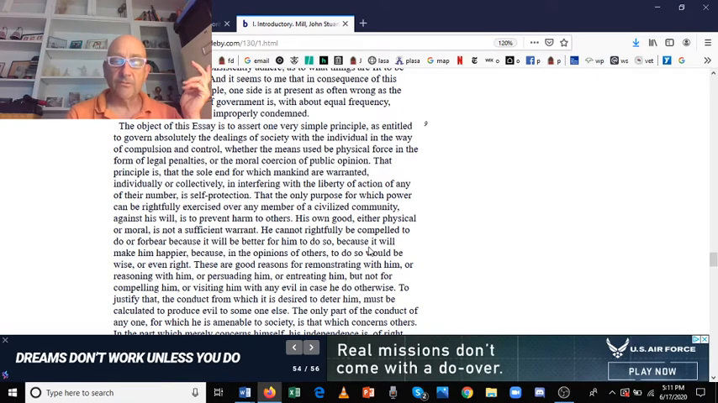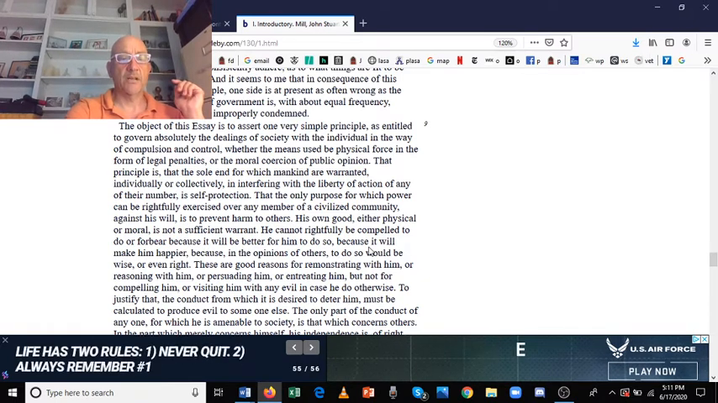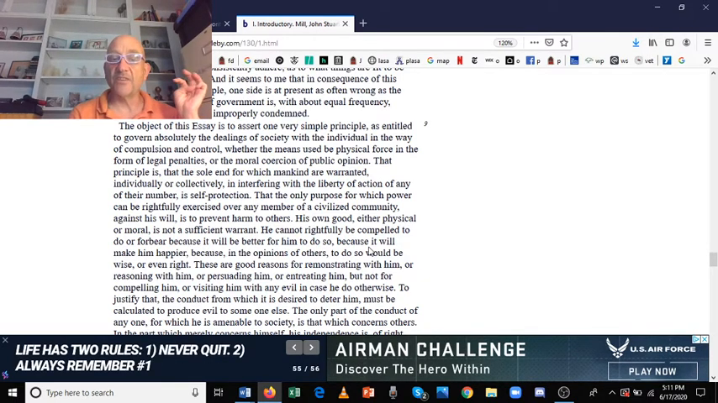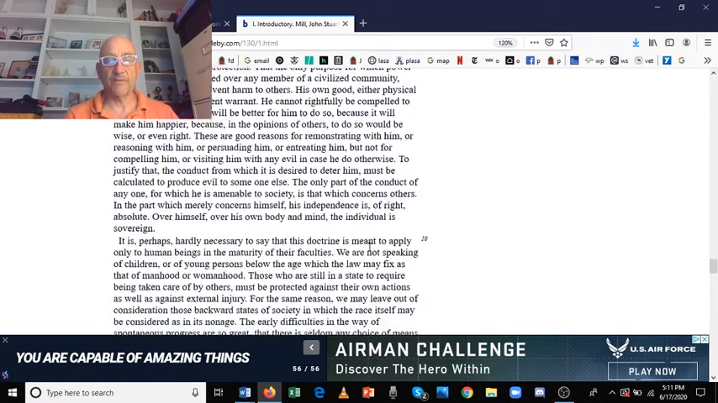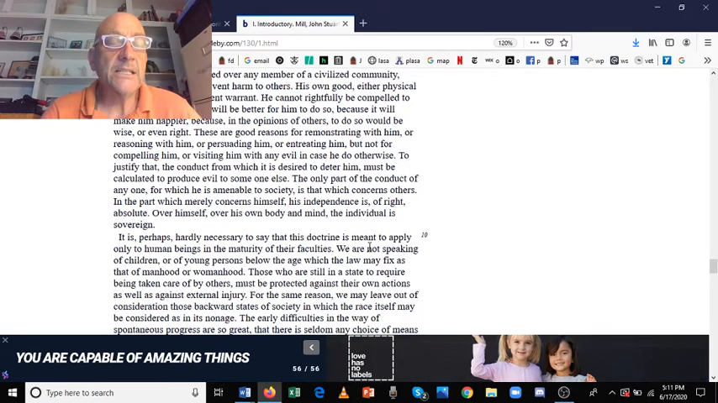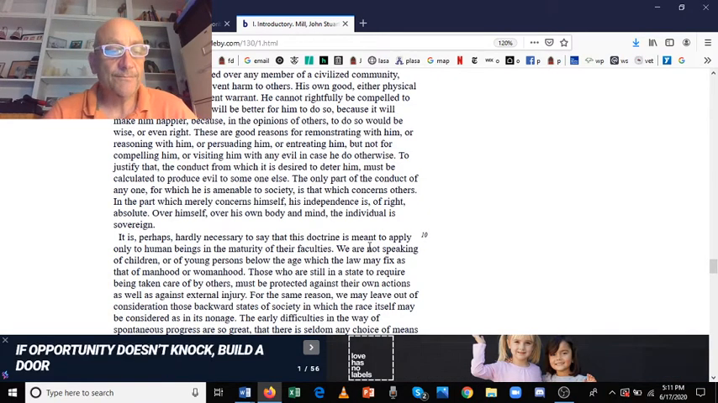I can't compel, though. I'm on the text here, the good reasons for. I can't compel you to stop or visit you with an evil, punish you just because you're a smoker. Let me scroll down so we can see the rest of the page. To justify that is to compel or force you to stop.